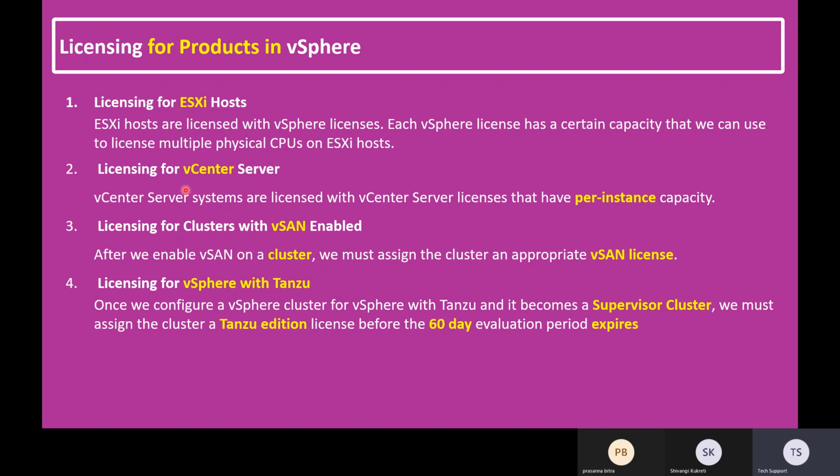Okay, and licensing for vCenter Server. vCenter Server systems are licensed with vCenter Server licenses that have per instance capacity. Per instance means if you have one vCenter, you need to buy one license. If you have 10 vCenters in your organization, let's say your organization is a very large scale industry with 10 branches, each country has one branch, and all 10 countries have one vCenter each, that means we have to buy 10 vCenter license keys.